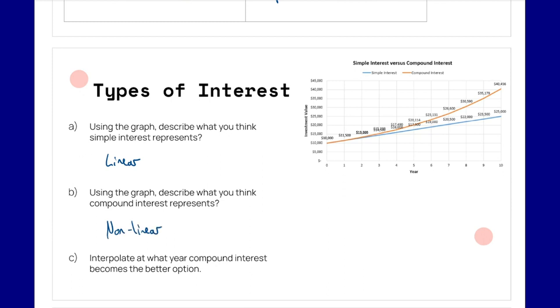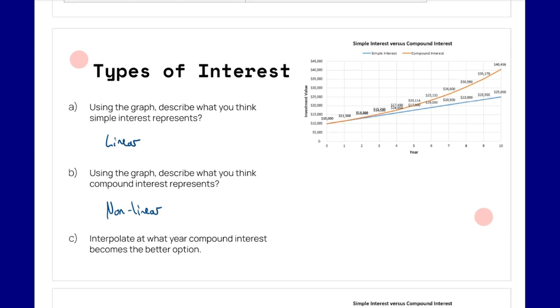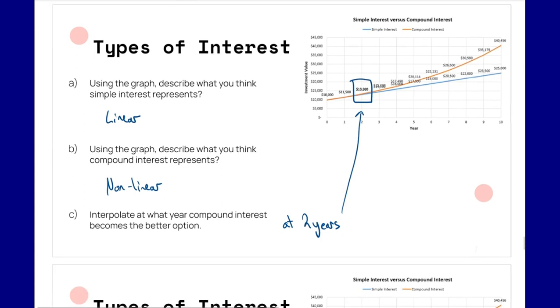Interpolate at what year compound interest becomes the better option. So at a certain point, they're okay, and then they eventually split off. So I would say it looks like at about a year and a half or a year, if we're going by whole years, looks like 2 years, that's when there tends to be that kind of change. Right? Looks like it starts to deviate a bit earlier, but if we go by the full year, it looks like at 2 years, that's when it's different.